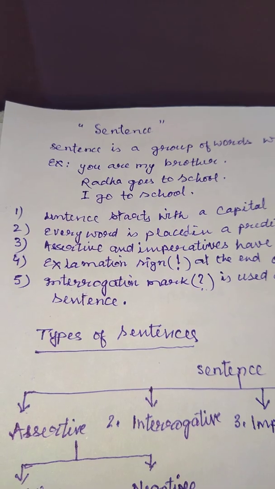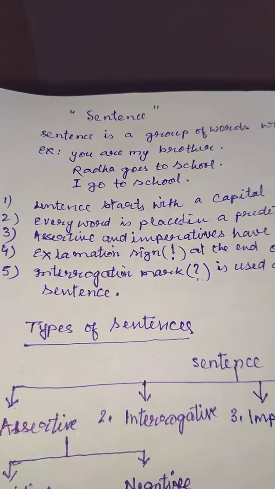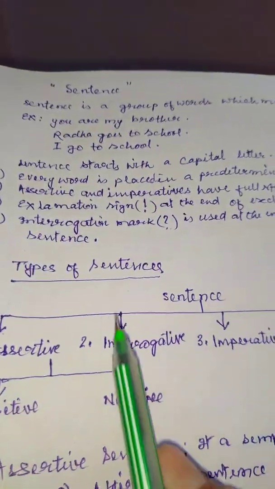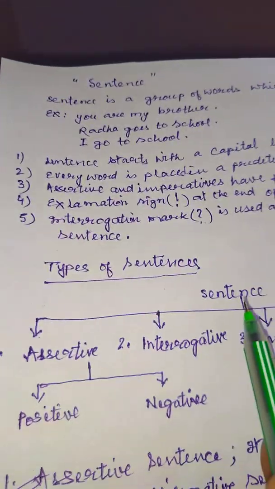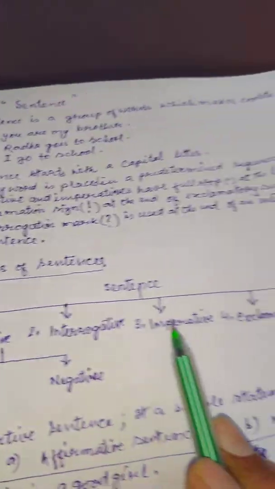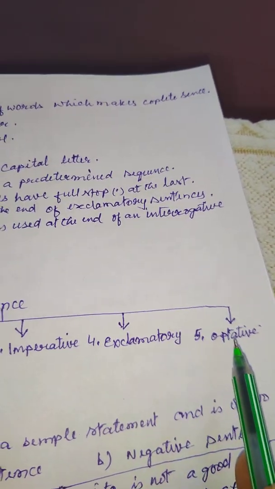Now we have to learn how many types of sentences there are. Okay, we will see these structures of the sentence. There are 5 types of sentences. Number 1, assertive. Number 2, interrogative. Number 3, imperative. Number 4, exclamatory. Number 5, optative.